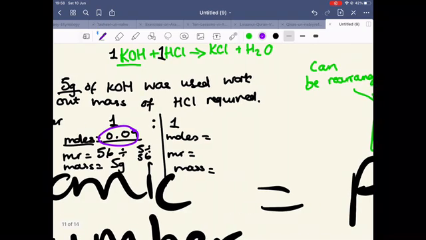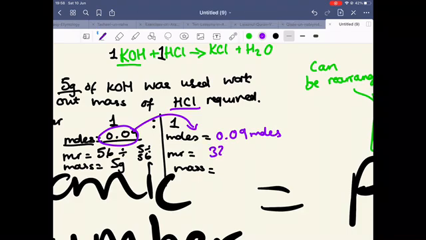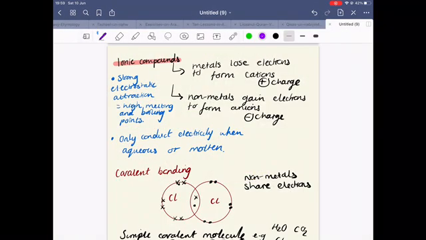So I know there's a 1:1 ratio, the numbers in front. So that means the moles of HCl is also 0.09 moles. Okay, so Mr of HCl, nice and easy, is 35.5 plus 1, so 36.5. And then to work out the mass, I'm going to do moles times Mr because I've rearranged my equation. And then that will give me a mass of HCl of 3.46 grams. So that's how you do working out mass.